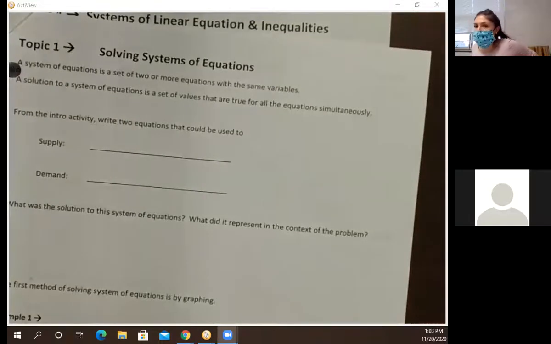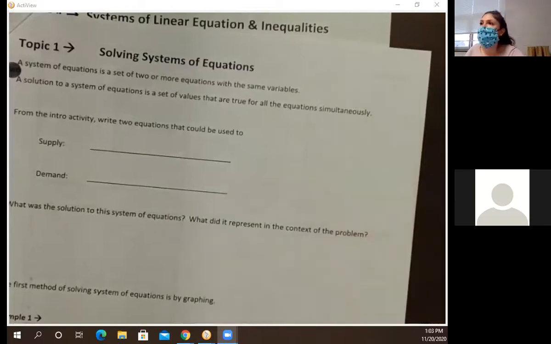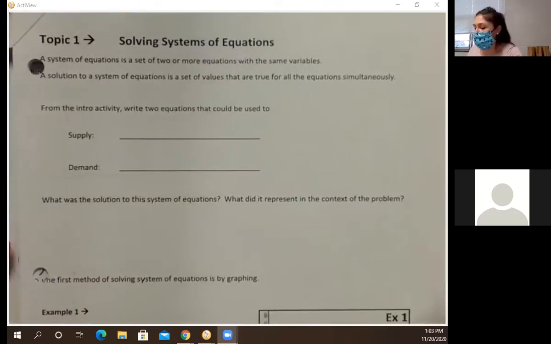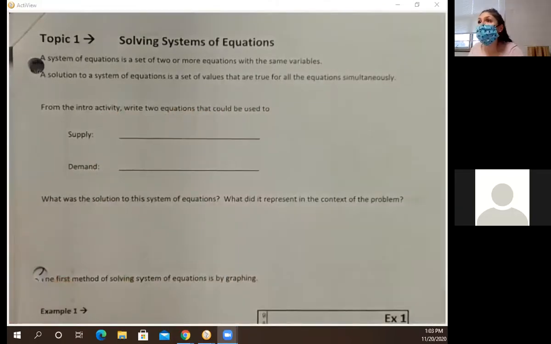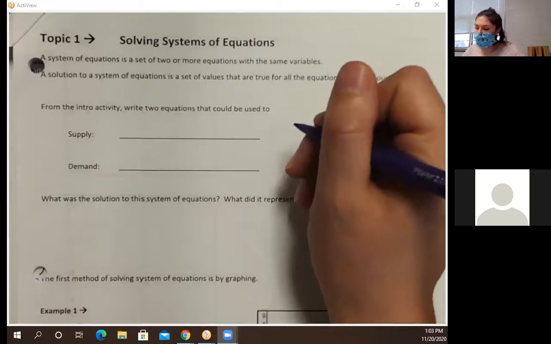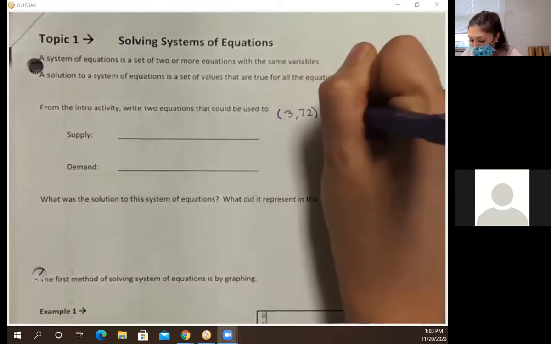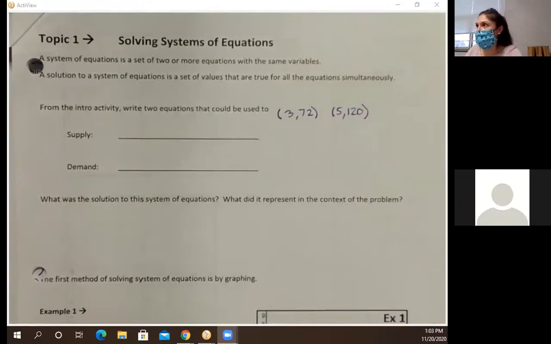So from that problem that we just looked at, the intro problem, we had lines that we were basing all of our judgments off of, all of our estimations were based off those lines, but we could actually write equations for them. So just as a refresher from what we looked at on our last unit, if I want to write an equation for the supply line and for the demand line, we had some points on those lines so we could find their slope and we could write an equation. So I'm going to pick the first 2 points from the supply line. That was 3, 72 and 5, 120. And I'm going to find the slope between those 2 points.